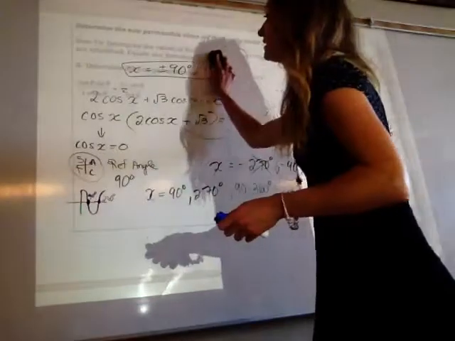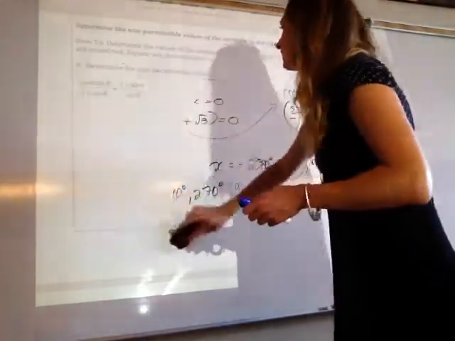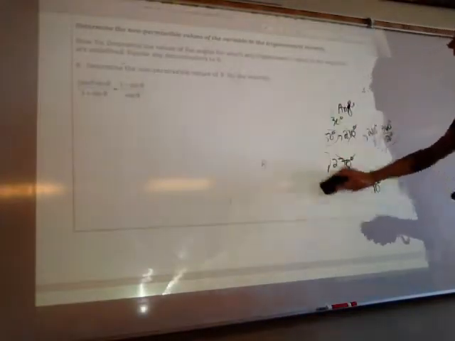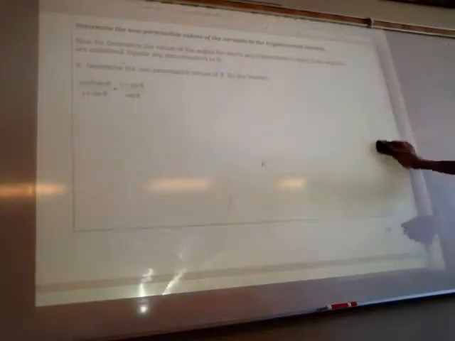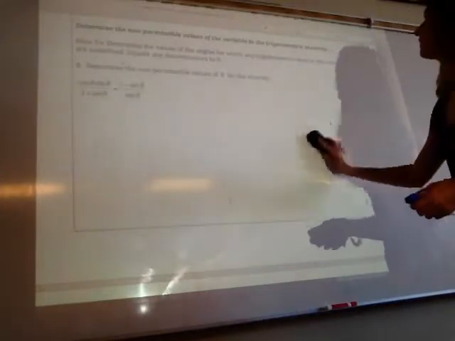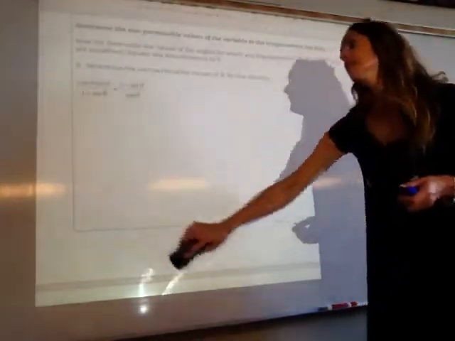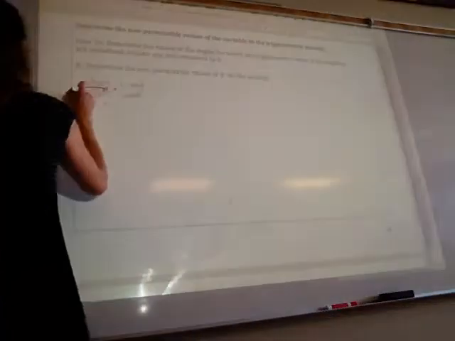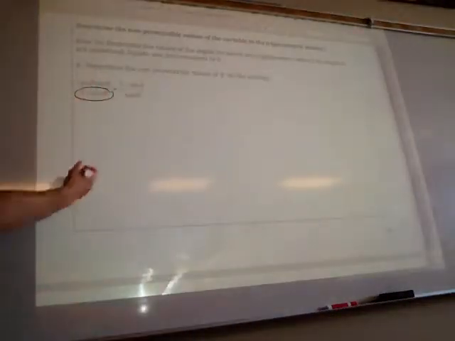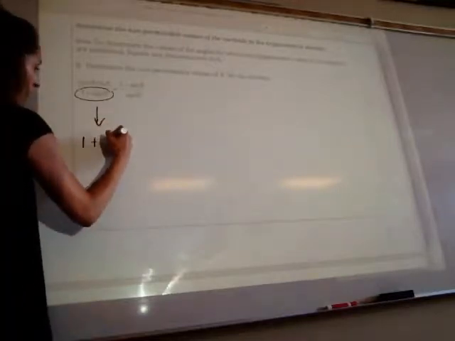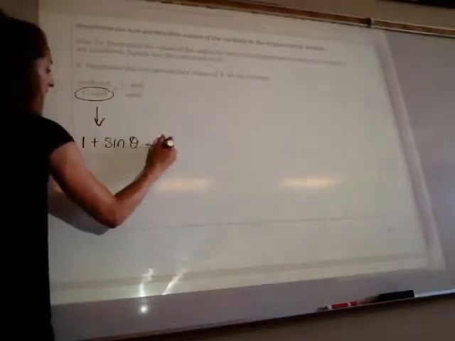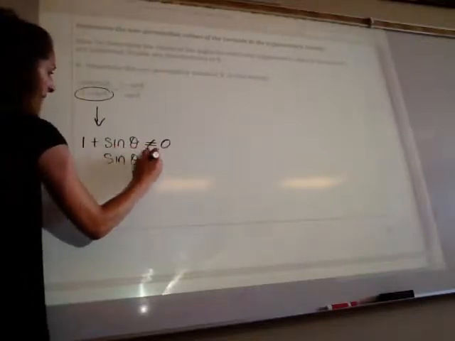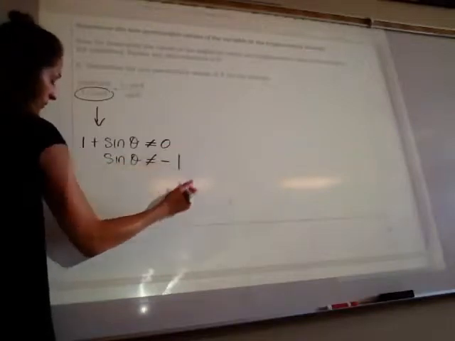Alright, another important skill is to figure out what the non-permissible values would be for trig identities and equations. Specifically in this identity, we have some non-permissible values. From this denominator, we know we can't divide by 0, therefore 1 plus sine theta cannot equal 0. Isolate the sine, and sine theta cannot equal negative 1.